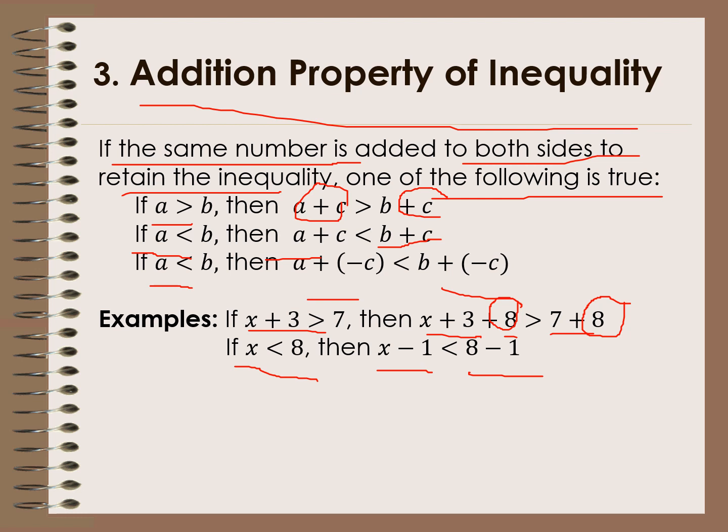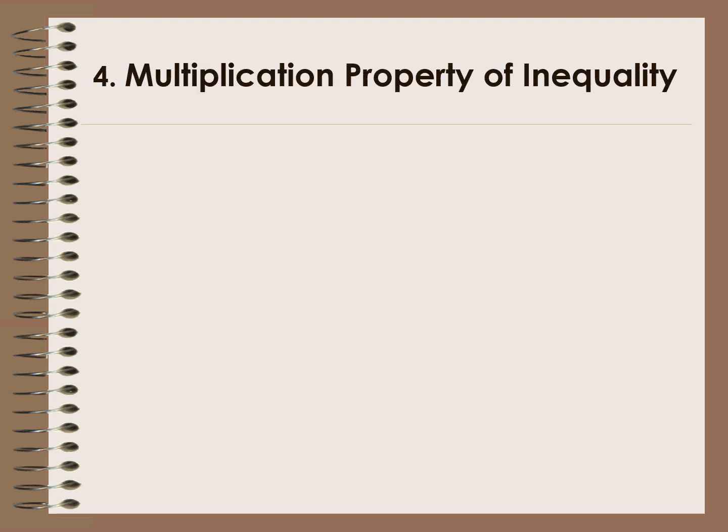We subtracted 1 from the left side of the inequality, and then we also subtracted 8 from the right side of the inequality. So in the addition property, it's just like adding the number, or adding the opposite of that number, but it must be the same. Whatever you add to the right, you also add to the left. Okay, let's have another one.